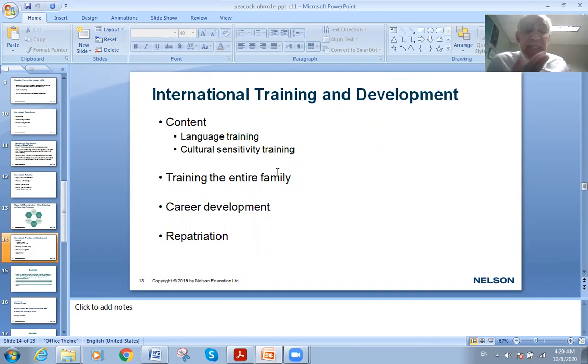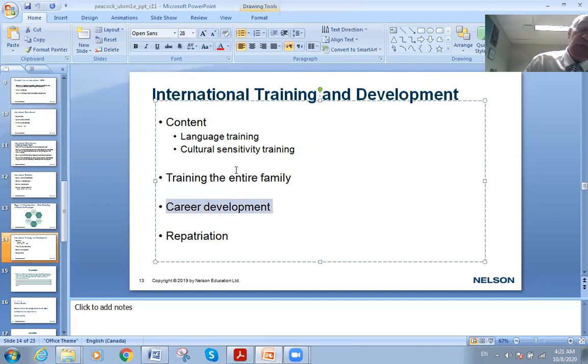International training and development contains language training, cultural sensitivity training, training the entire family, career development, repatriation. Those are things which you need when you develop an international program for training. It's almost like the local one which we studied before, but the dimensions of working abroad, the external environment, when you are working overseas, this is more complicated than working in your country. So you have to take care of this. The career development, focus on it so much. And training for the entire family because they must know where they are living, the new place, the new country, which they will live in.